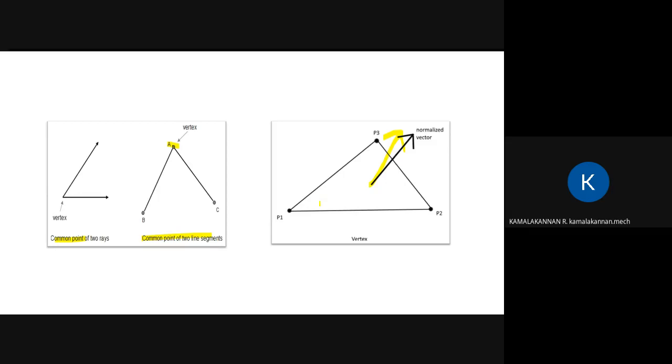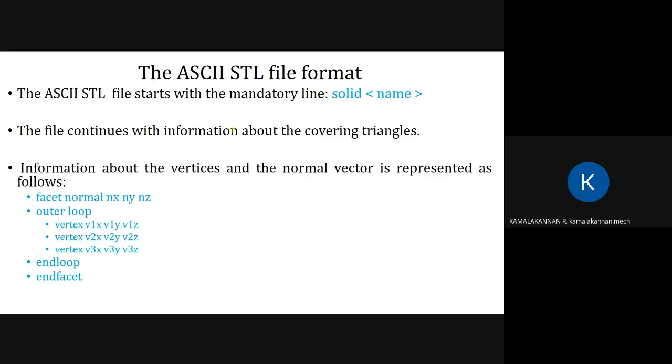Okay, see the ASCII file. ASCII means American Standard Code for Information Interchange, a standard file format. So this is how it will be stored. You give a solid name, then facet normal, N means normal here, with X, Y and Z. For the three vertices you need the normal and the vertex, each with X, Y, Z. So totally you need 12 points to be stored here.